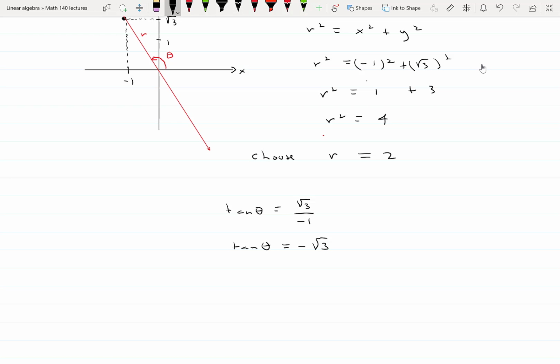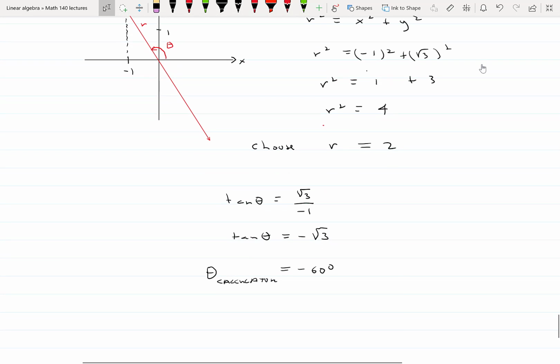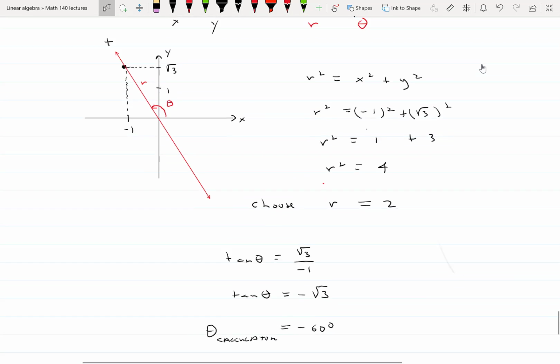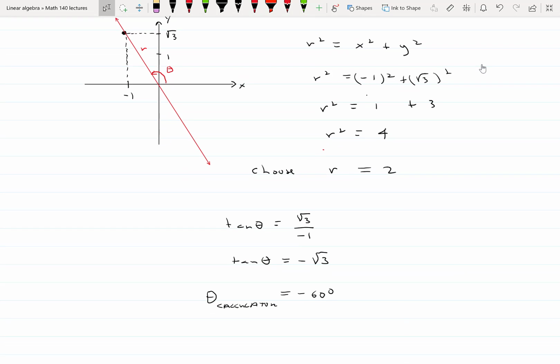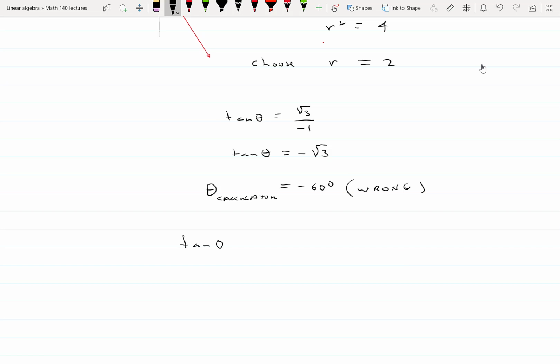If you were to use your calculator in degree mode, you would get -60 degrees. And that's wrong. Look where I have my theta pictured. Look at theta in red. Theta is in quadrant 2. -60 is in quadrant 4. And our point isn't in quadrant 4. Our point is in quadrant 2. So this is wrong. The calculator will not give you theta. So how are we going to find theta?